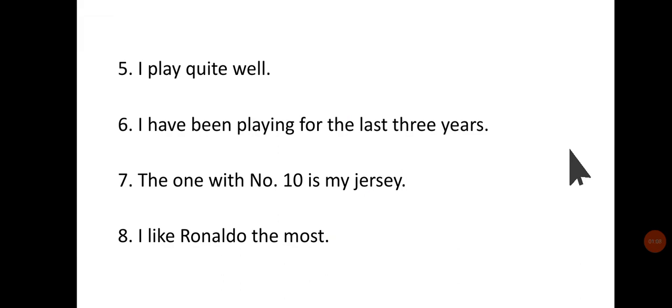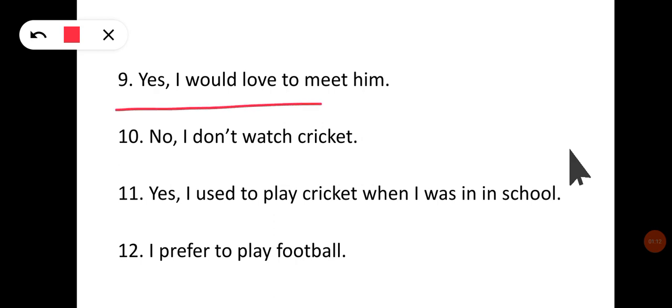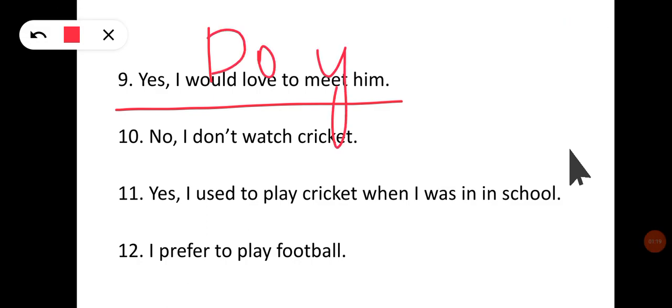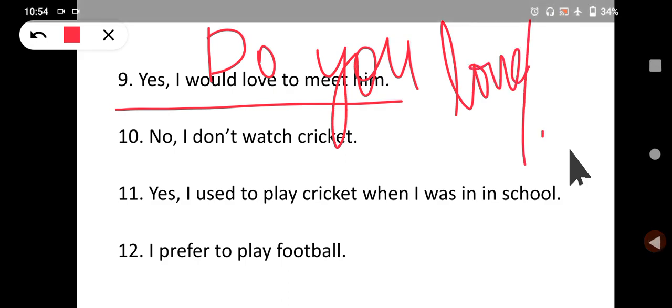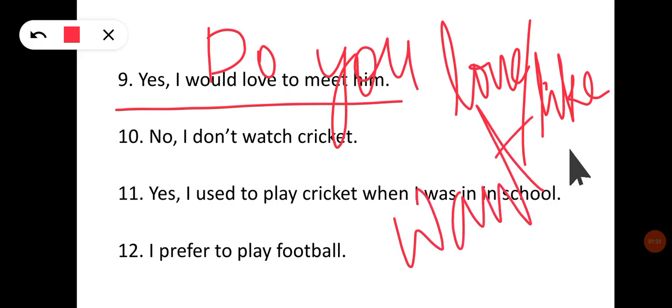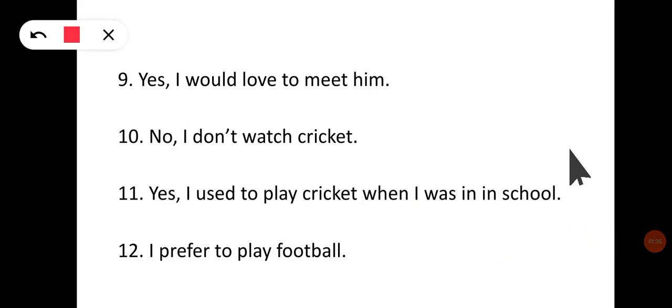Now let us move to the next one here. Yes, I would love to meet him. Okay, so what is the question that we can frame here? Do you love to meet him, or you can also say do you like to meet him, or you can also say do you want to meet him. Okay, all of this can be said. So the answer can be yes, I would love to meet him.